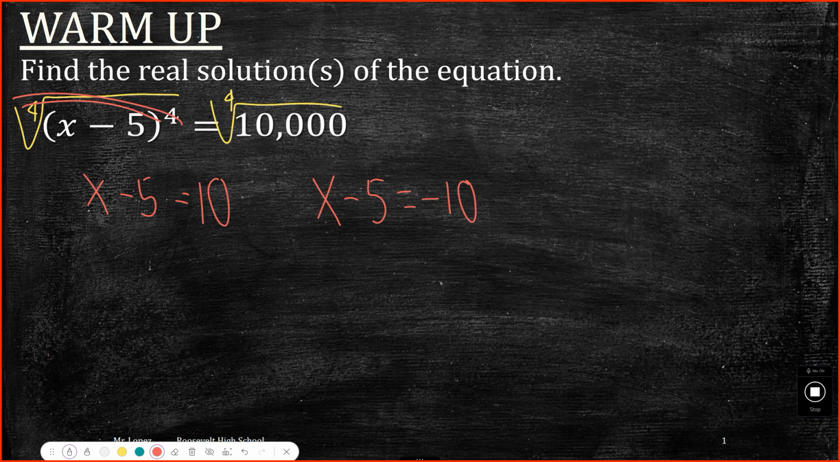Solve each separately. Plus 5. So x equals 15. Plus 5. X equals what? Negative 5. So 15 and negative 5. And yeah, those should be good.